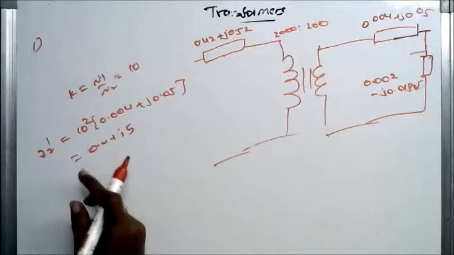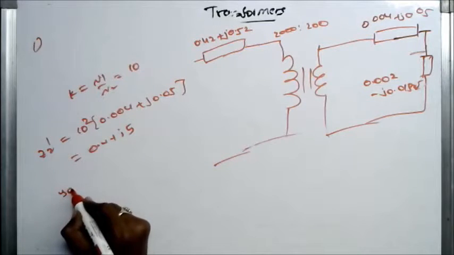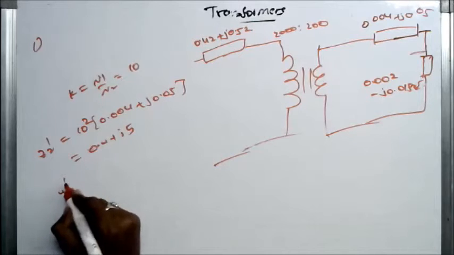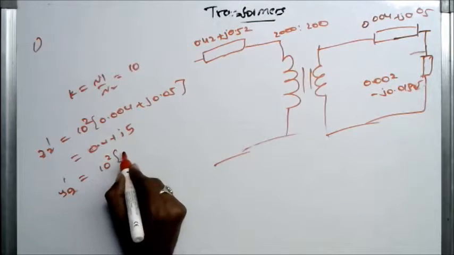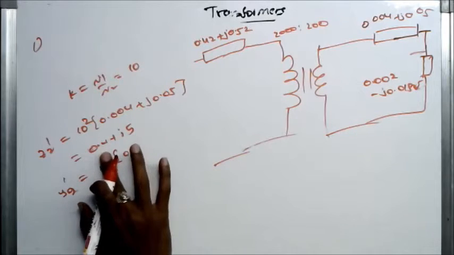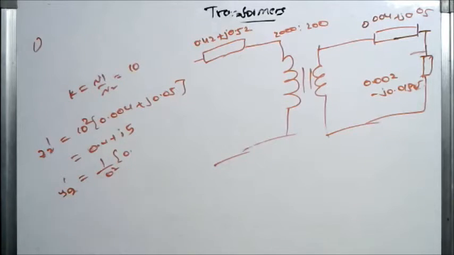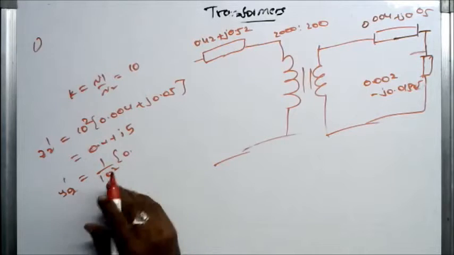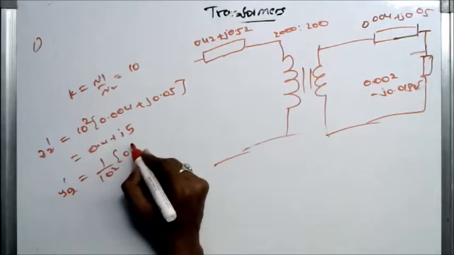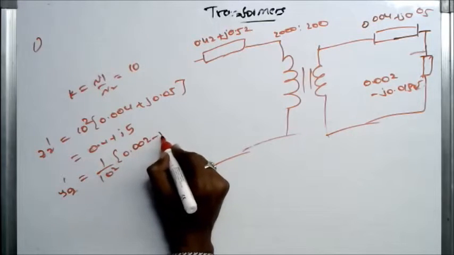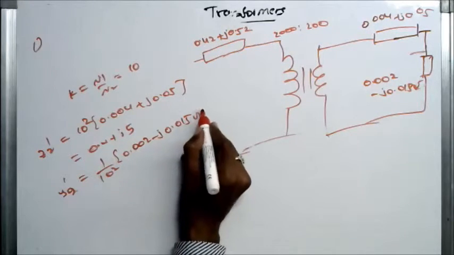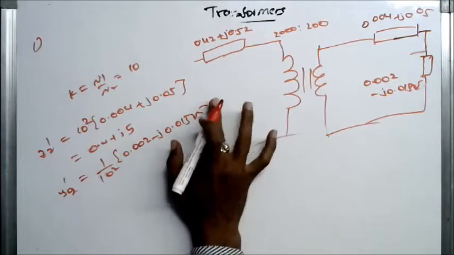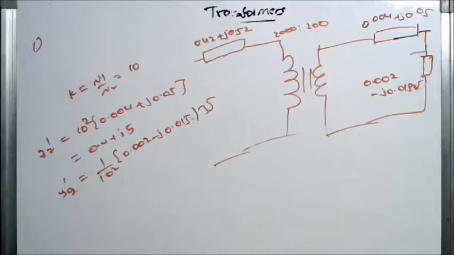Next, here he has given admittance, so that is also taken. Y2 dash is equal to, not 10 squared, we will divide by 10 squared, because it is admittance, so 0.002 minus j into 0.015 mhos divided by 10 squared. If you calculate the value, draw the equivalent circuit at the primary side. Okay, this is our first problem.